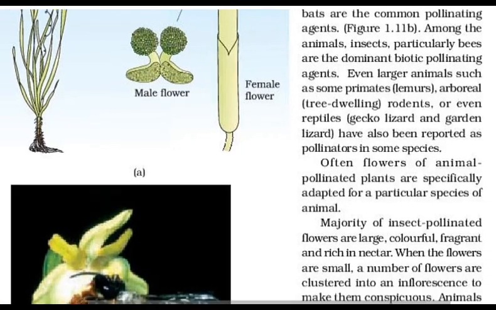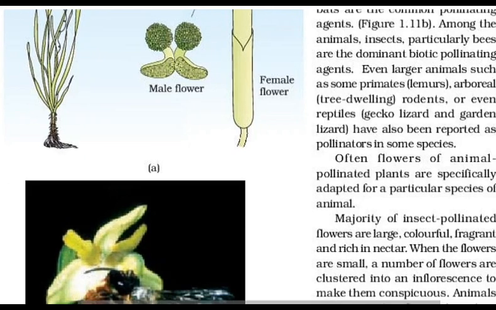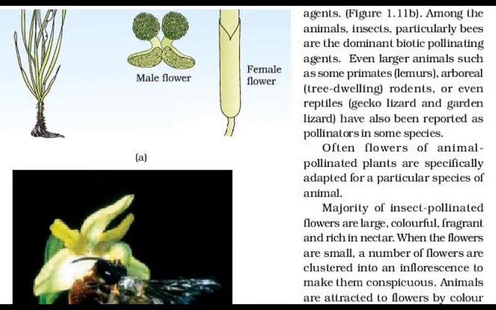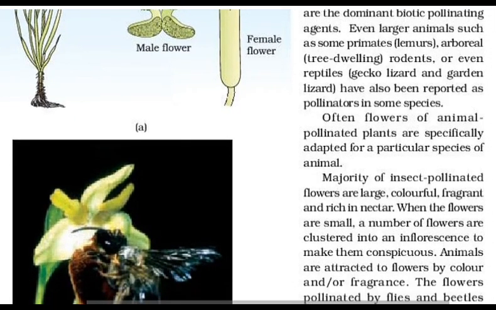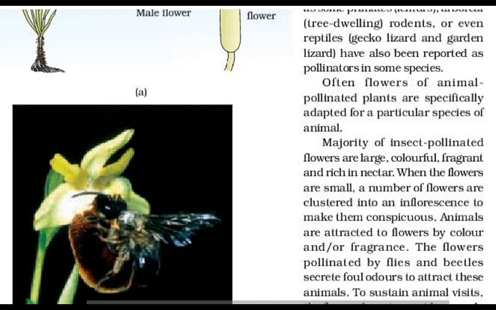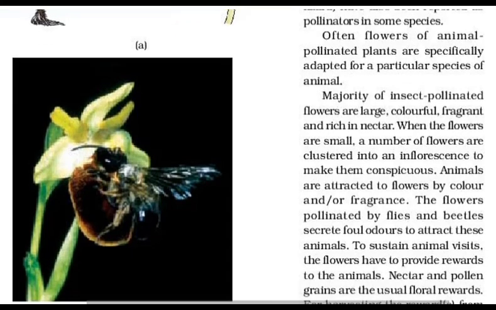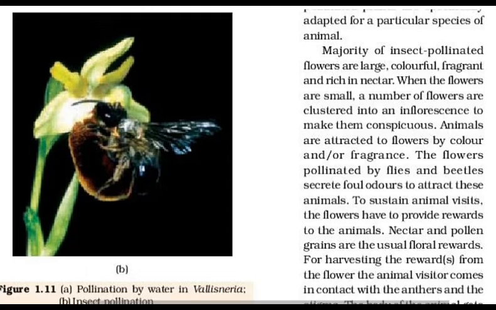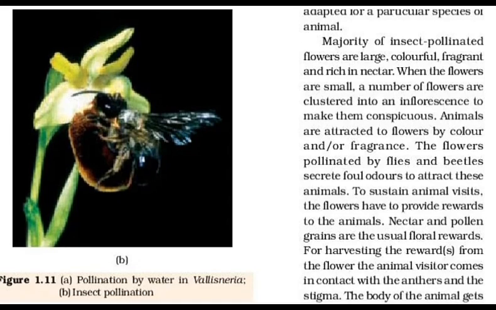Cleistogamy is generally considered advantageous to a plant because it allows for guaranteed seed production even in the absence of pollinator, but it is also disadvantageous due to lack of genetic variation caused by self-pollination. Clear है? ठीक है. Next is geitonogamy.